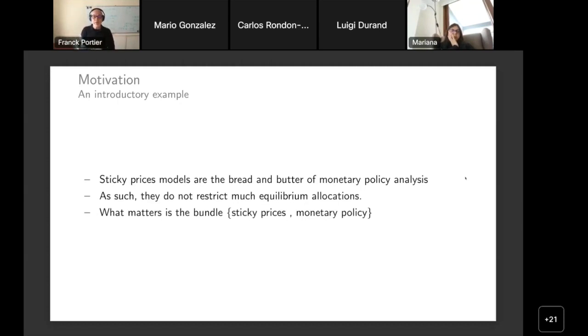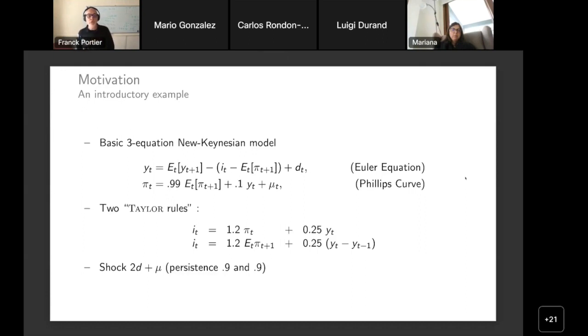And so let me give you an example with the most simple model one can imagine that has some sticky prices, which is the famous three equation New Keynesian model. So I'm going to start with this model. I'm assuming that everyone is more or less on board with this model. So this model has typically three equations.